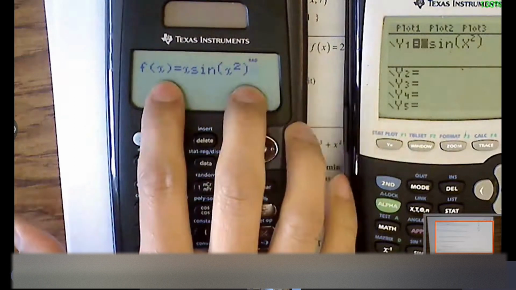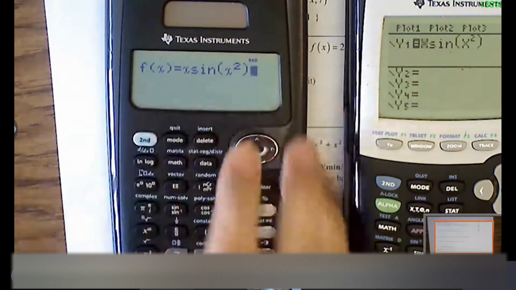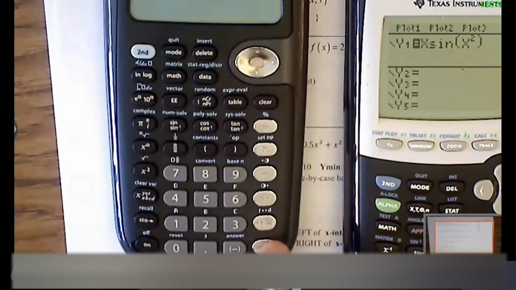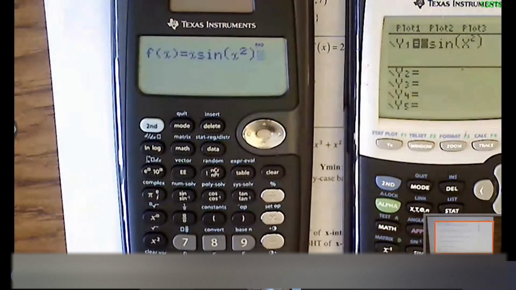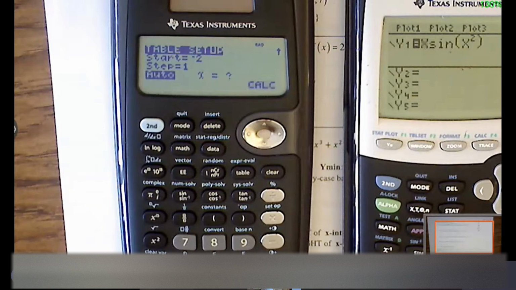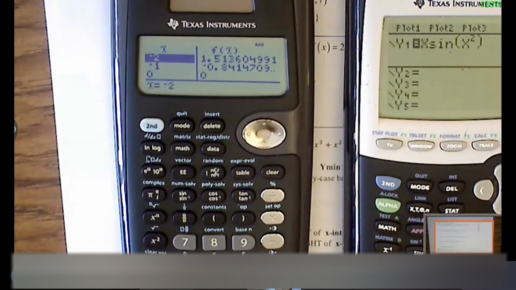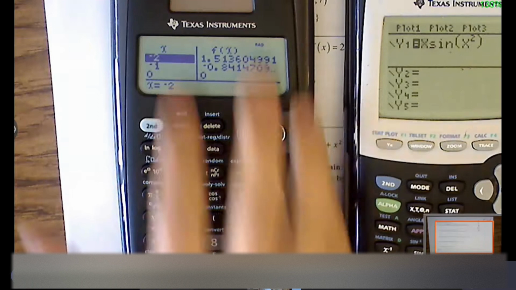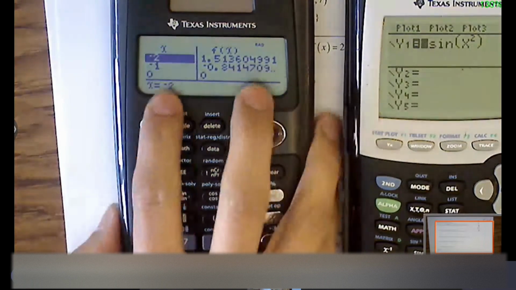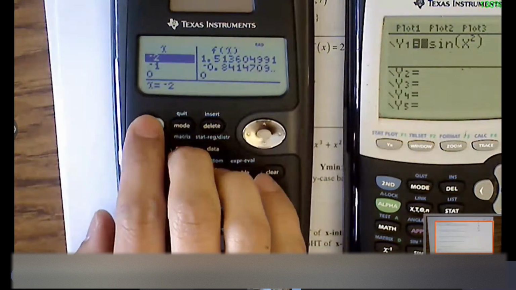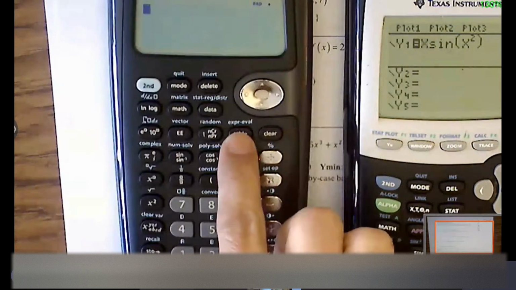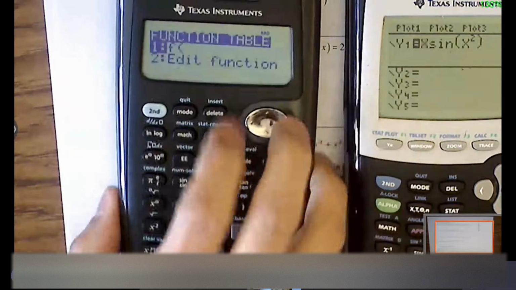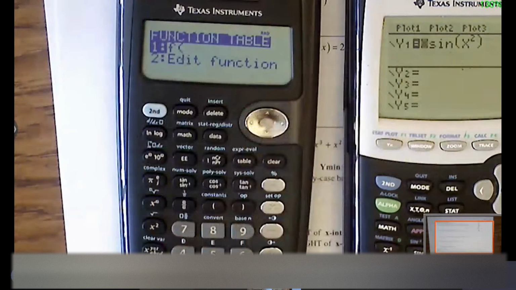Now make sure that in order for this to be saved, you're going to have to hit enter multiple times until you get to a table of values. Then you know that it's stored, and you know that you can call it. Okay, just keep hitting enter until you see a table of values. Now, we know it's stored under this f of x, so go back to your home screen, second mode. And now hit table again. And now we're going to call the function. Edit function allows us to change it.